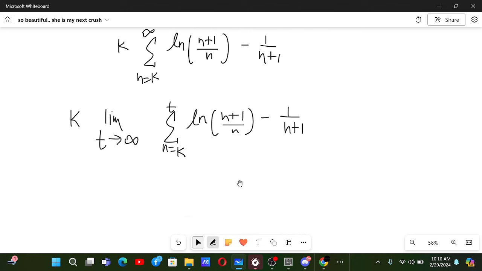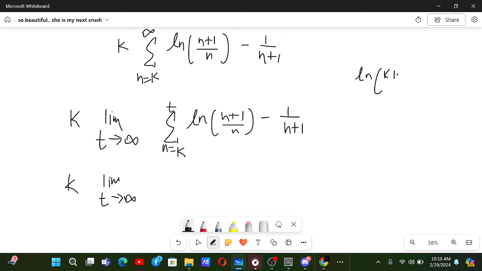Okay, now we can distribute the sum to each of them. So the limit as t goes to infinity. Now if this is summed from k to t, basically what we have is ln of k plus 1 by k, and then k plus 2 by k plus 1. If we are adding the ln's, that will just be a product. And it goes on up to t by t minus 1. Basically all these will cancel out.